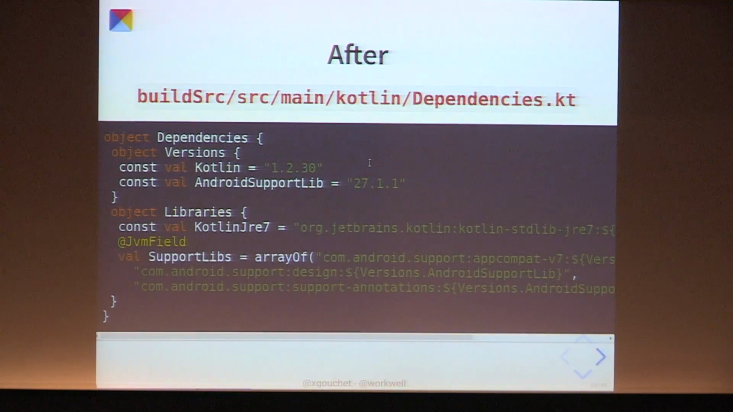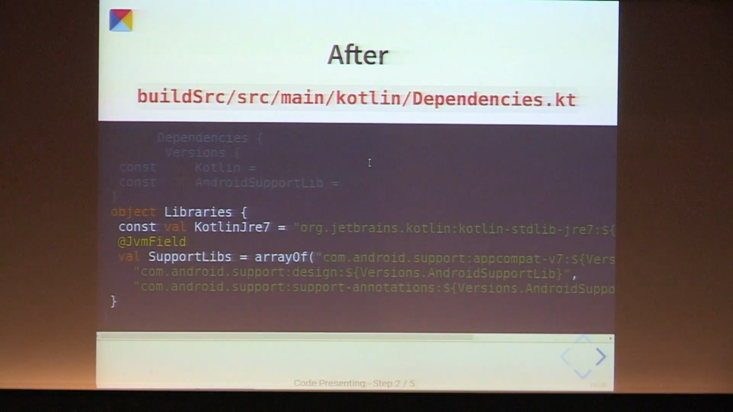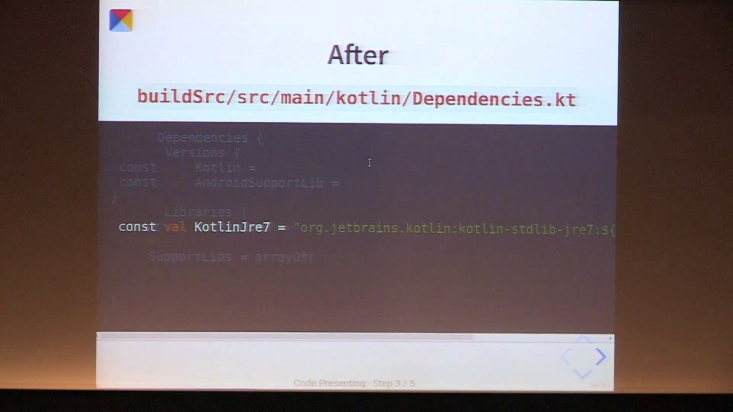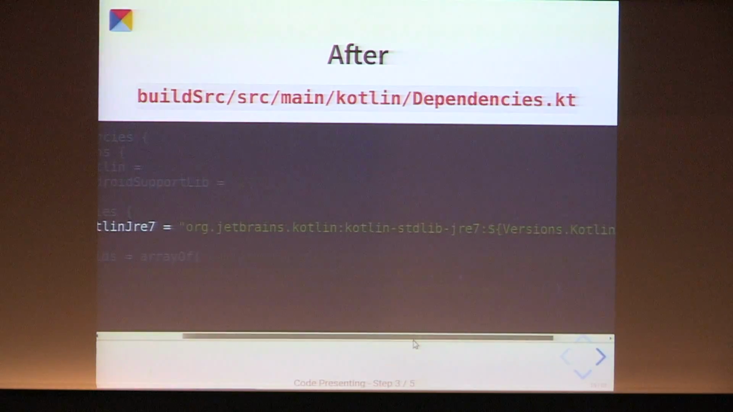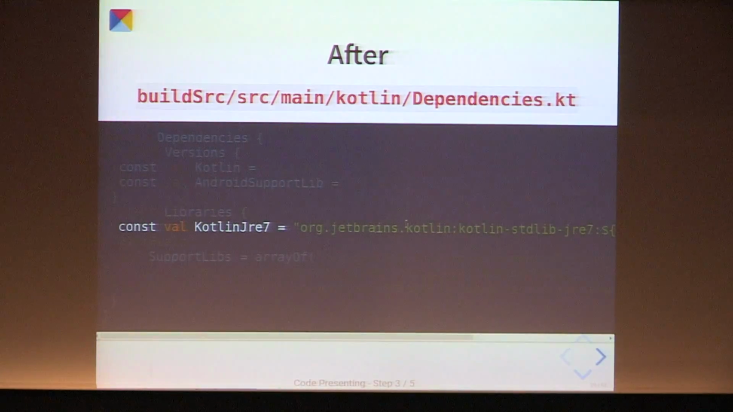So the versions is going to list which version of each dependency I want, so that I can update the version for every group. And then we have the libraries object, which is going to define a list of dependencies. So for instance, in here, you have this whole thing that's going to reference my versions of Kotlin. That's going to say, okay, this is what a Kotlin dependency is.